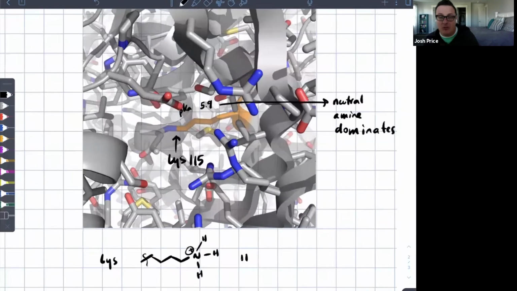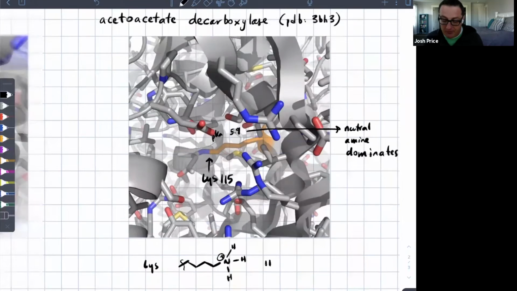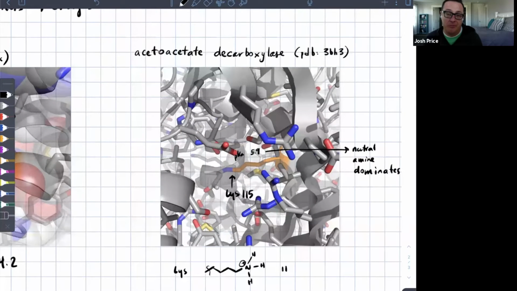So, there are tons more examples of this where you see side chains in active sites doing chemistry that it doesn't look like they should be able to if their pKa's were the same as in bulk solution.